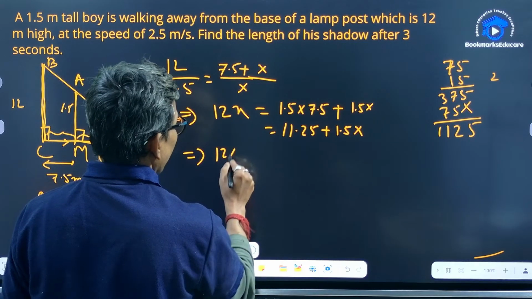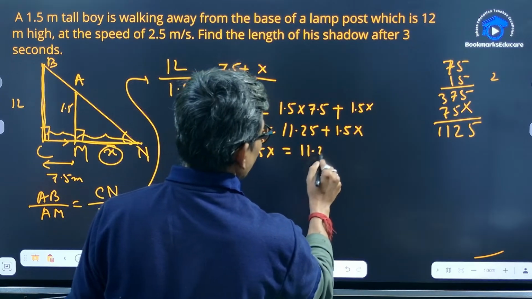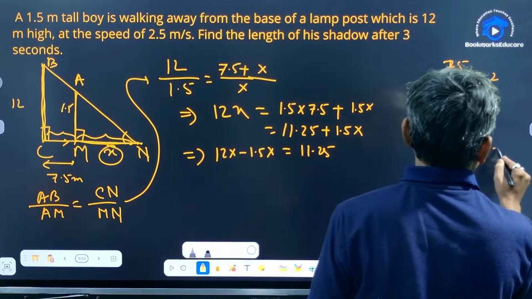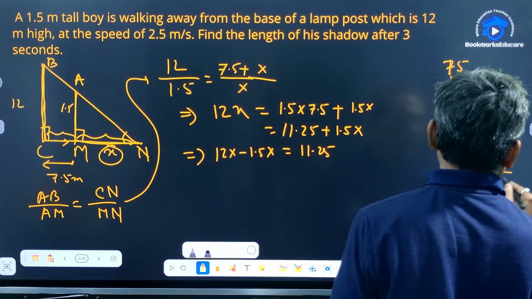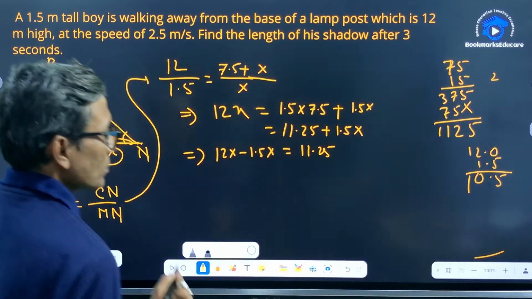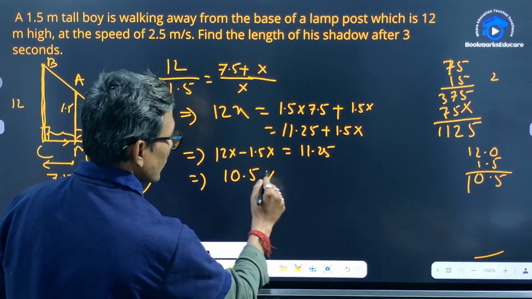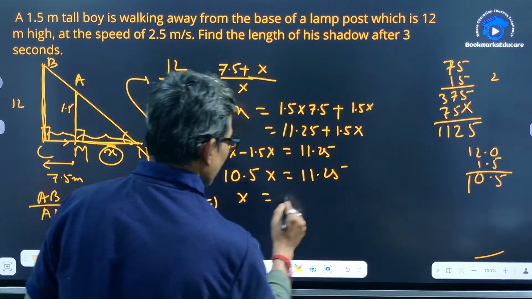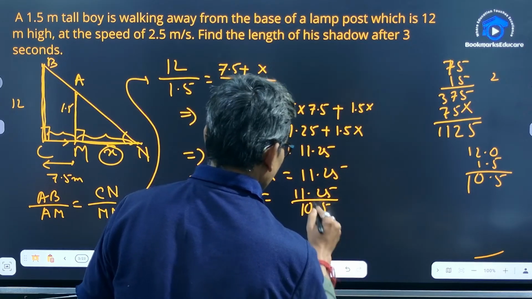So 12x minus 1.5x is equal to 11.25. So 12.0, 1.5, so 5. So x is equal to 11.25 by 10.5.